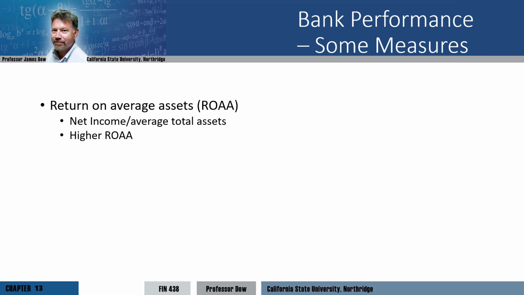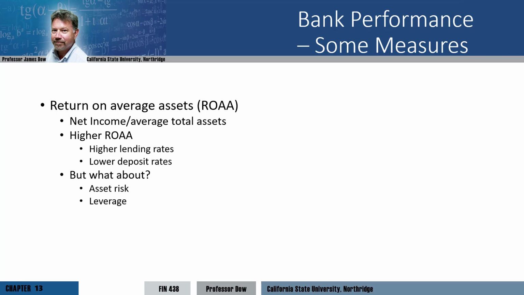You can get a higher return on average assets by having higher lending rates or lower deposit rates. But at the same time, the bank needs to be concerned about asset risk. If the bank gets the higher lending rate by making a lot of risky loans, it may not be worth it. Also, if a bank increases the amount of assets it has through increased leverage, the extra risk from doing this may also be a concern.